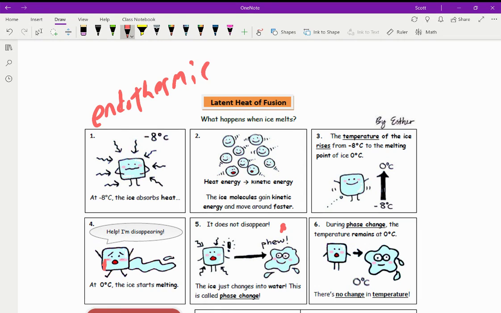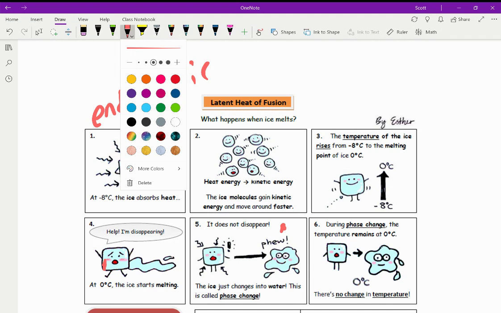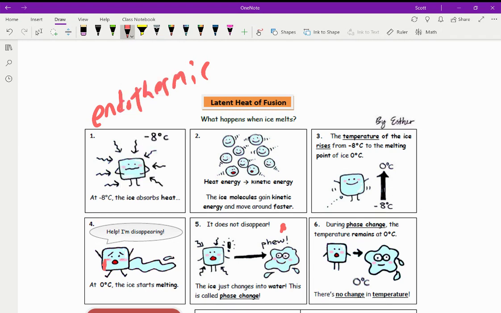All right. So since it's endothermic, here, let me make this a little bit smaller so the writing looks better. Because this is endothermic, you're going to get a plus sign on it. It's going to be positive heat because the energy is absorbed by the system.